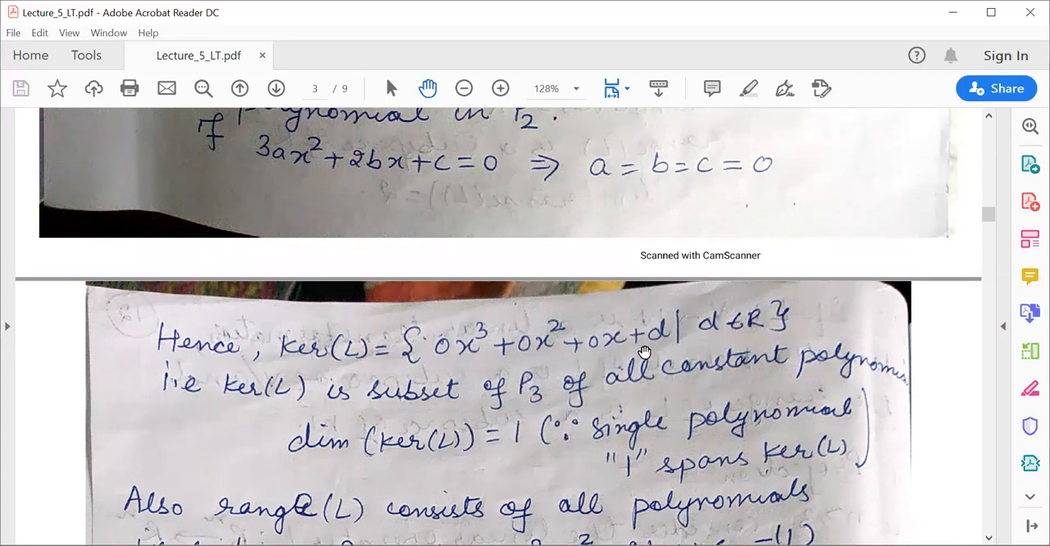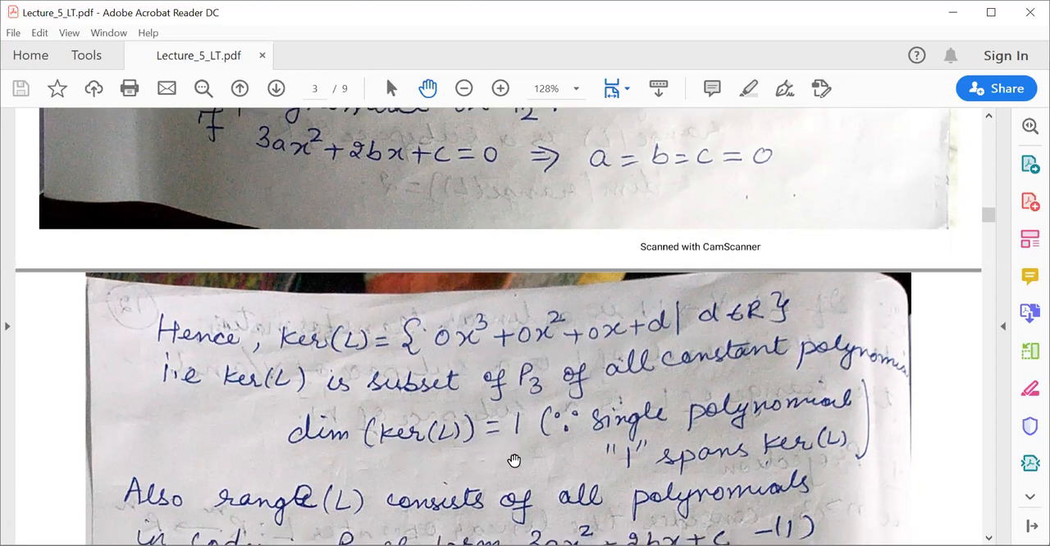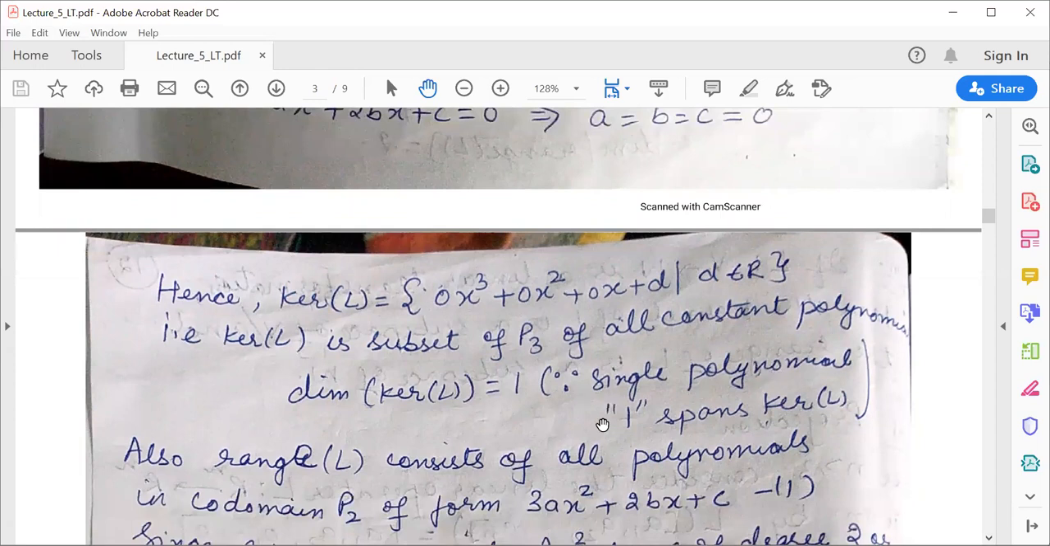Now here, the number of independent variables is 1 only because the other terms are 0. If you want to write it in vector form, it will be written as 0, 0, 0, 1 or 0, 0, 0, d. The number of independent variables is 1, so the dimension is equal to 1. Another way to see it is that the single polynomial 1 can span the complete kernel of L, because you can keep multiplying 1 with different real numbers and get the complete kernel of L.